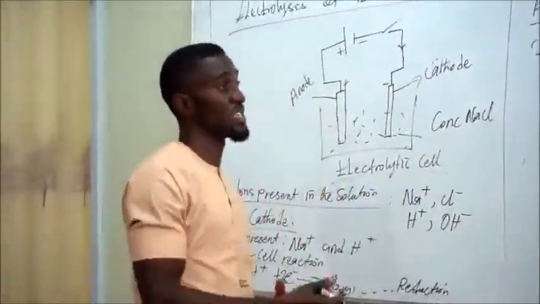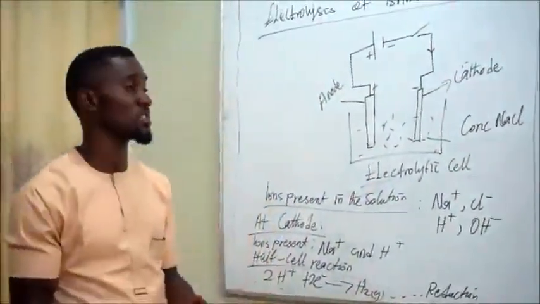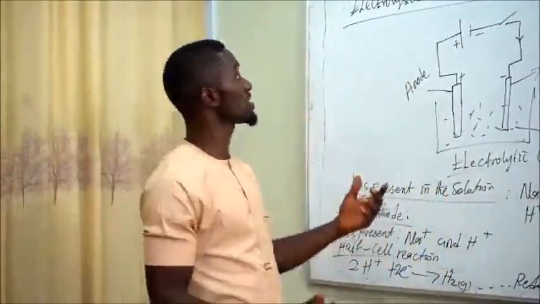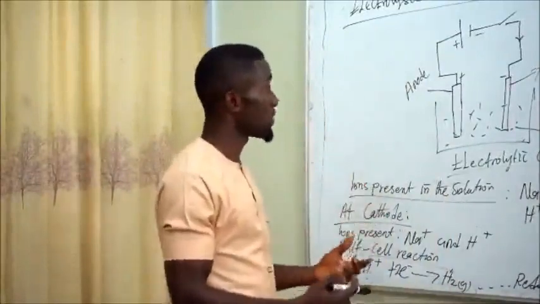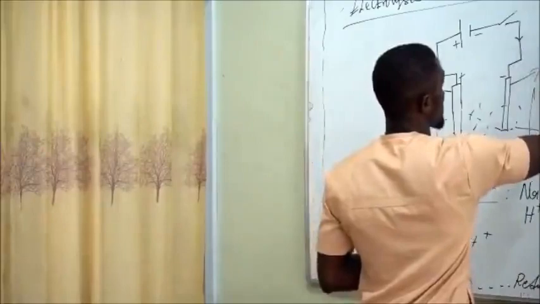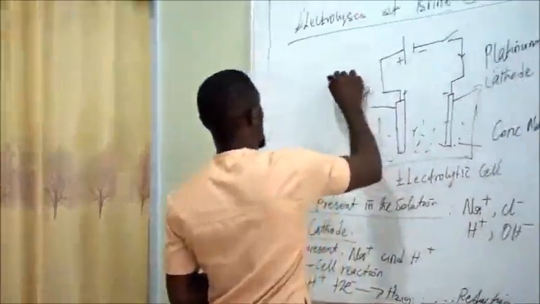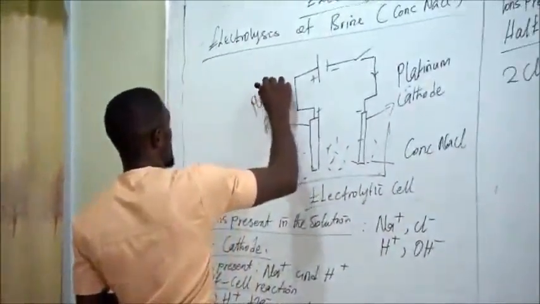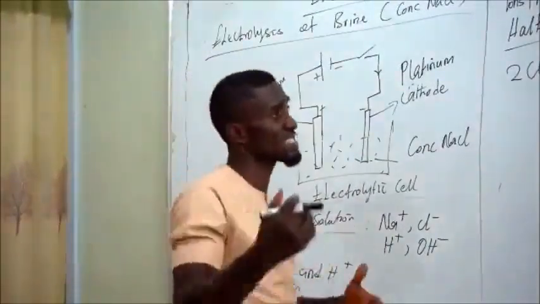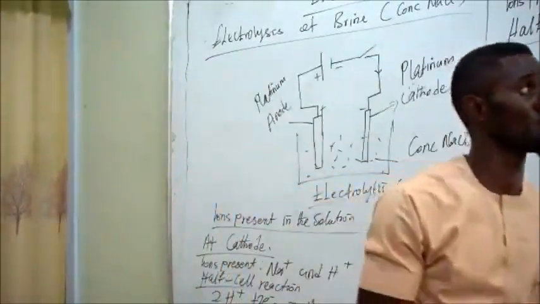Okay, so having gone through this, we have discussed the electrolysis of copper 2 tetraoxide 6. We used the inert electrode, platinum electrode. Then we used the active electrode, which is the copper electrode. And we discussed the electrolysis of brine. We made use of platinum electrode, which is an inert electrode. Let's entertain ourselves with some questions.